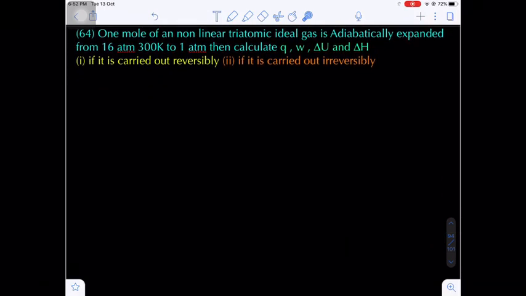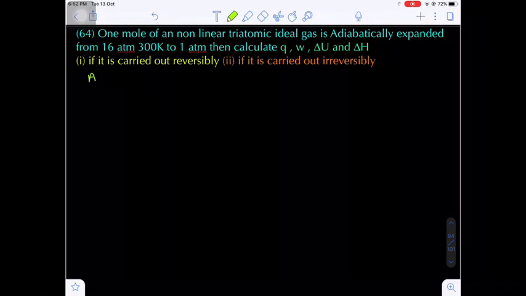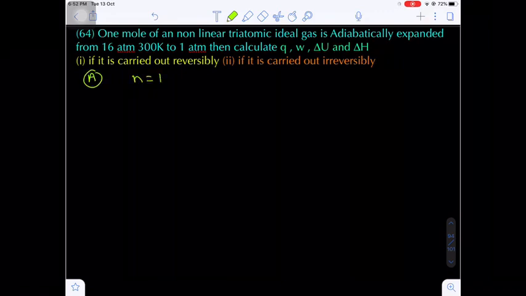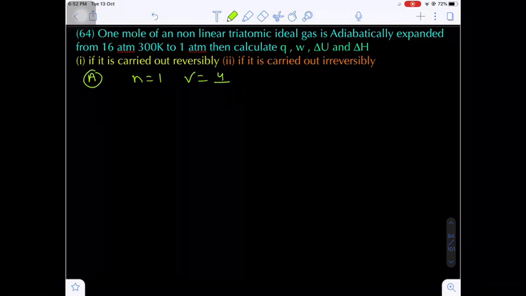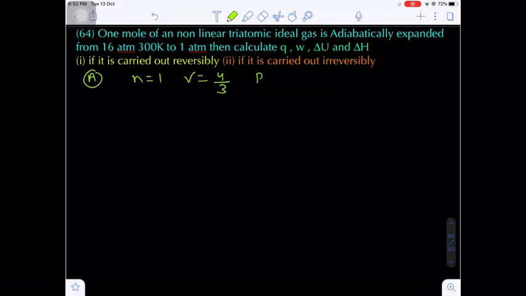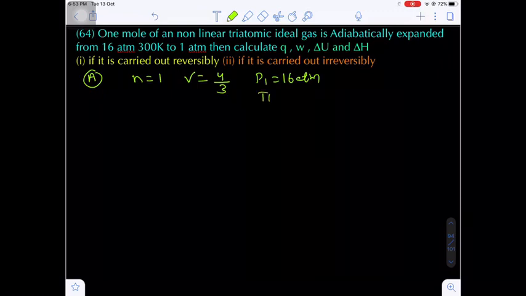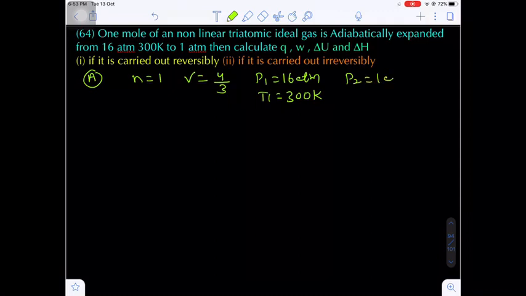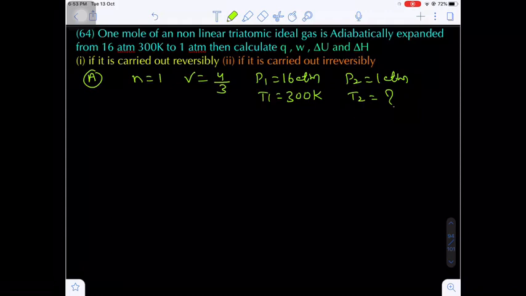Now question number 64. In question number 64, 1 mole of a non-linear triatomic ideal gas, which means what will be the gamma value? 4 upon 3. It is adiabatically expanded. Expansion takes place from 16 atmosphere. Initial pressure will be 16 atm and the temperature is given as 300 Kelvin. And what is the final pressure given? 1 atm. Is the final temperature given? Not given. T2 will be a question mark.